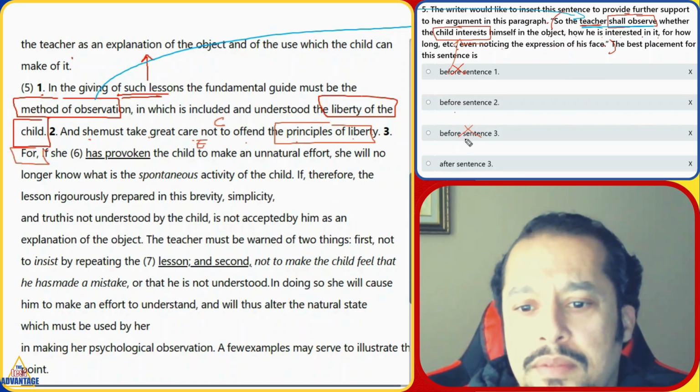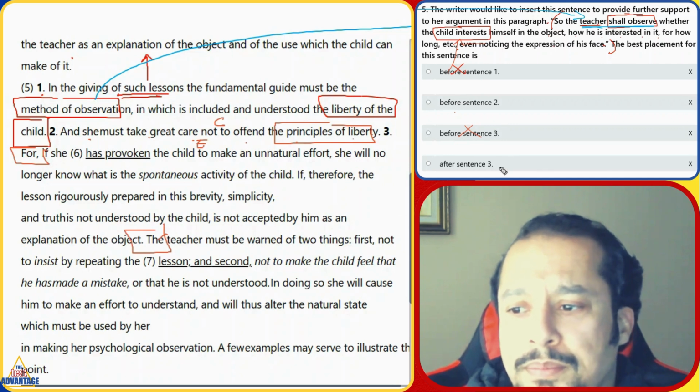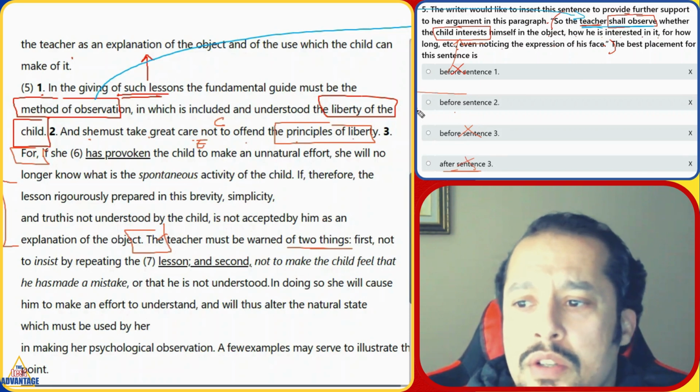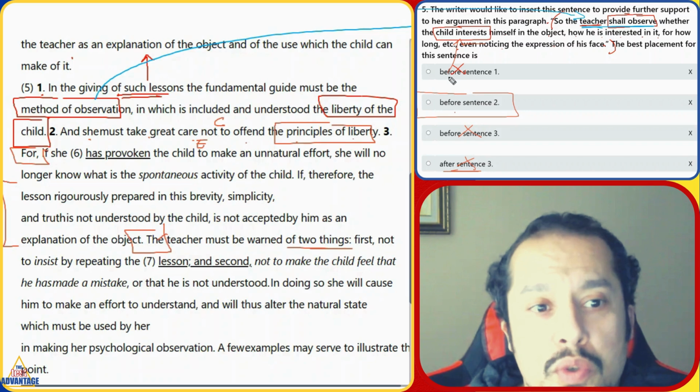So that's also eliminated there. And then after sentence number three, which I would assume comes here, there's no connection, right? بيقول لك a problem هتشوفوها and it gives you more details on this problem. So we're going to go with answer B, before sentence number two.